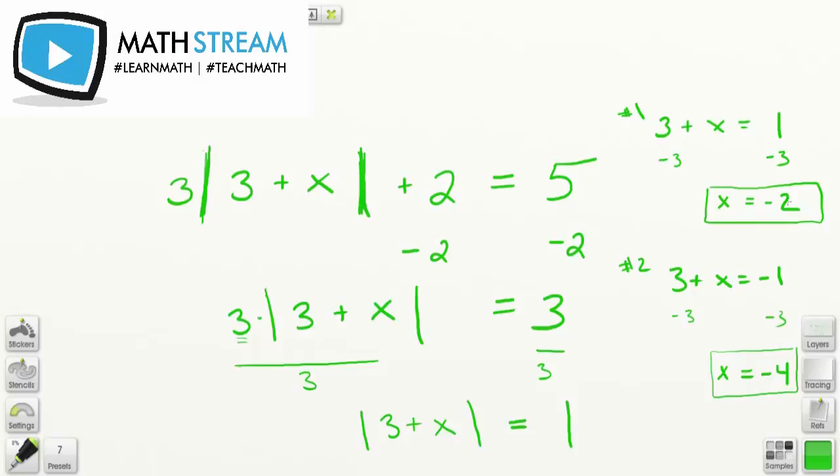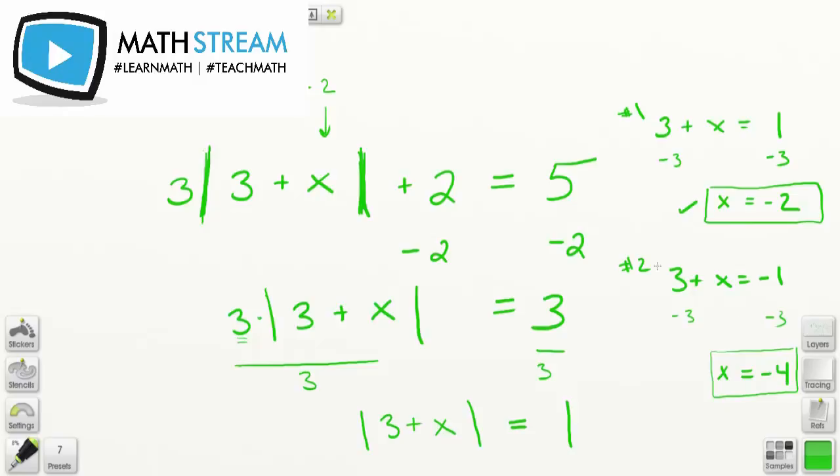Does it work? Let's plug it in. Negative 2, substitute it back in here. If I put negative 2, I get 3 minus 2 is 1, times 3 is 3. The absolute value would keep it positive, I should say. So 3 minus 2 is 1, the absolute value is 1, times 3 is 3, plus 2 is 5. So this works.